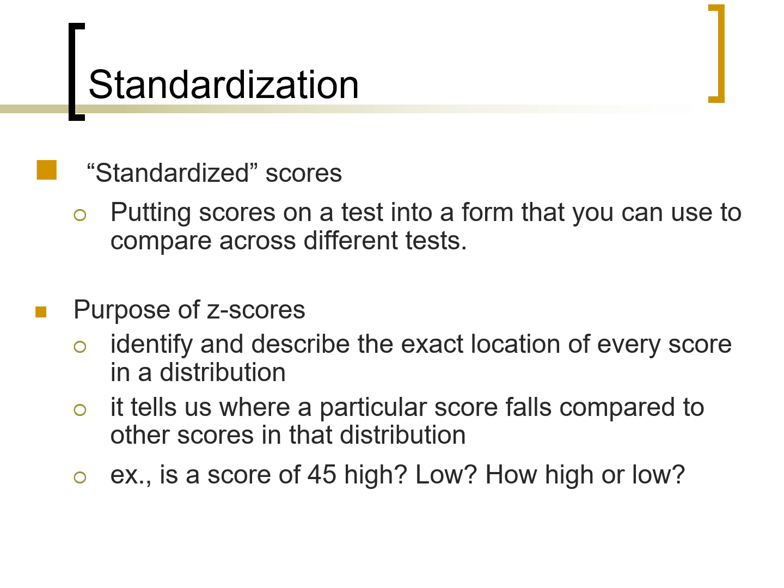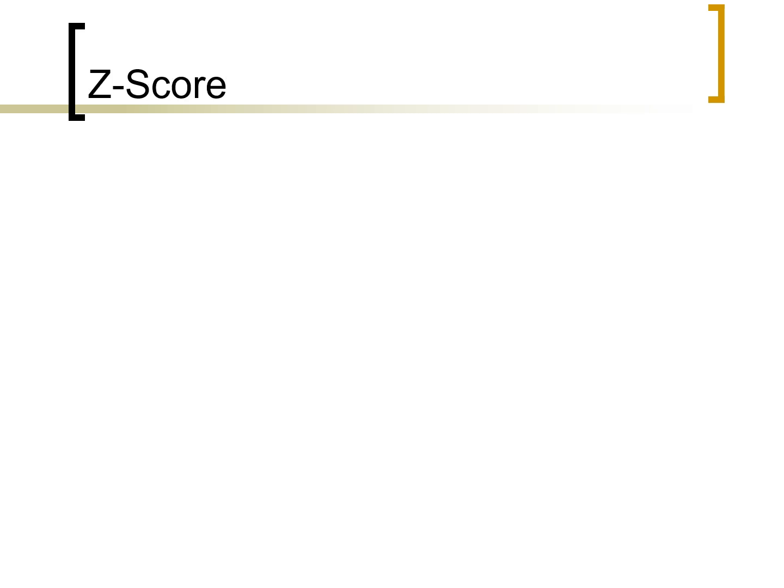And finally, just working through the example again, is a score of 45, raw score, high or low? Well, we don't really know. Even if we compare it to an average, we don't know if we don't know the standard deviation or variability as well. So having said all that, let's go into z-score.